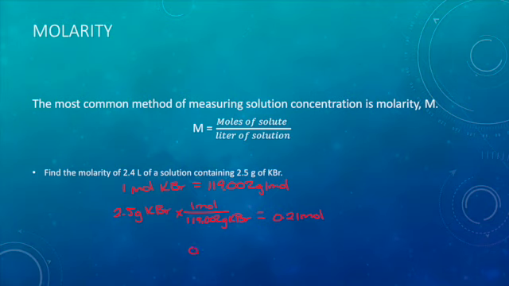Then we can take our moles and divide by our liters, so 2.4 liters, and we get 0.0088 molar KBr. Now the symbol for molarity is either capital M or moles per liter.